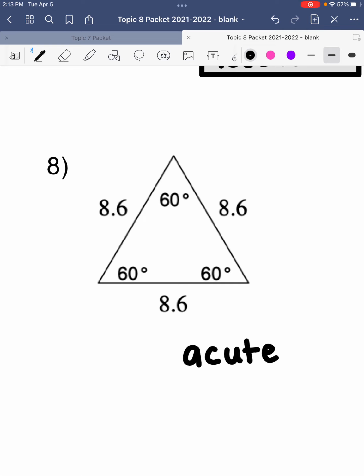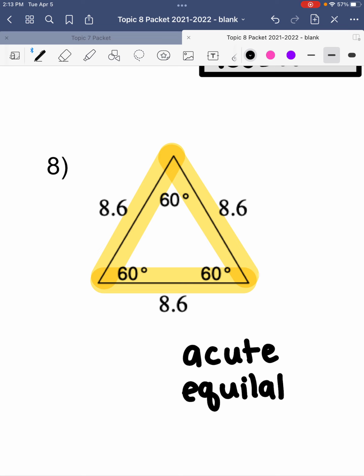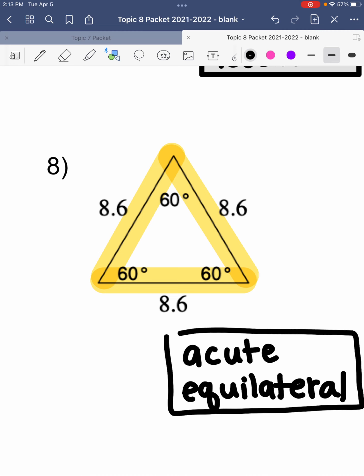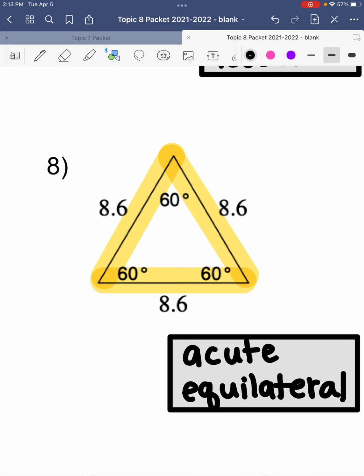Okay. Now I also notice that this side length is 8.6, this side length is 8.6, and this side length is 8.6. So my side lengths are the same. What do we call a triangle where all three sides are the same length? We call that equilateral. And I just want to make a note that all equilateral triangles are acute.